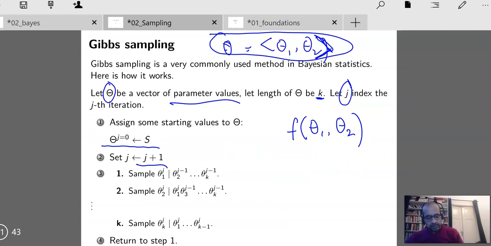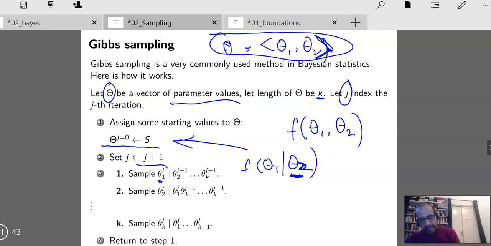So what I'm going to do is take a sample for theta 1 using the conditional distribution of theta 1 given theta 2. I'm going to take one sample by using the previous value of theta 2, which I had set in the 0th iteration. I just put some random value for theta 2 and theta 1. I take that random value from the previous step for theta 2, plug it into the conditional distribution, and I get a sample for theta 1 from this conditional distribution.